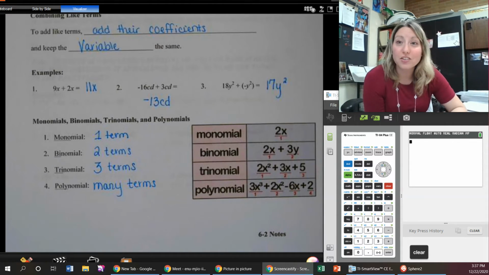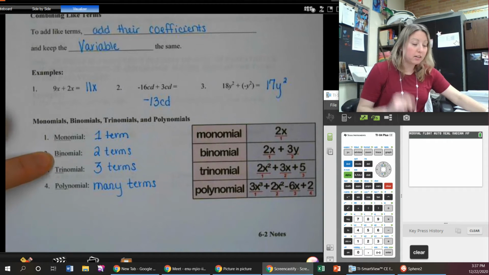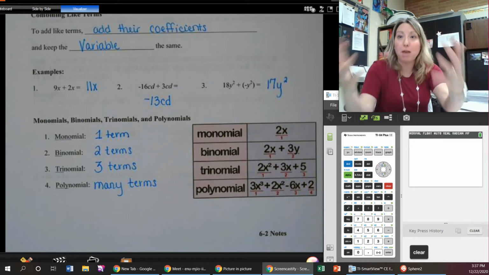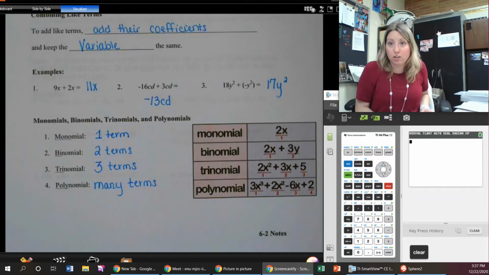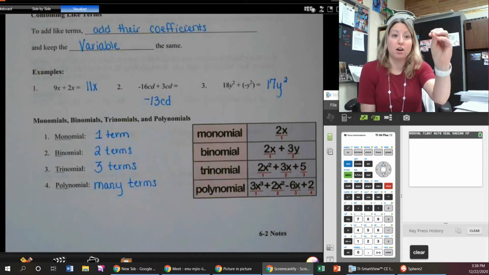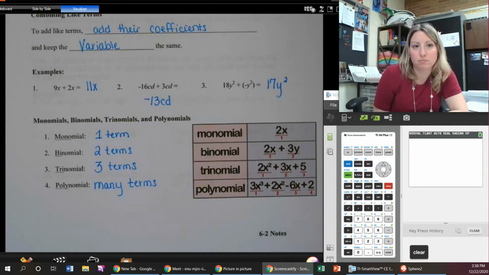But you'll notice that there's these prefixes here: mono, one; bi, two; tri, three; poly, many. You've heard all these before now, okay? But those prefixes are all on a nomial, right? The nomial is the term. Okay, the nomial means term, number.